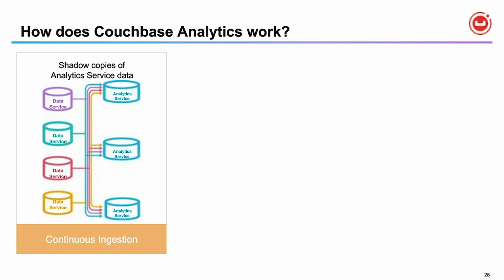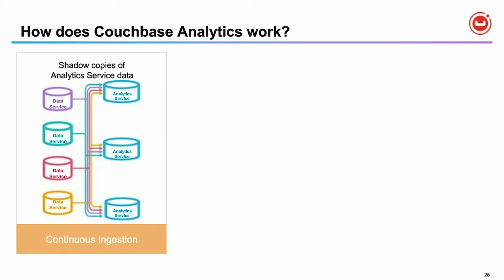What this means is any changes in the operational data, which is in the data service, are reflected in the analytics service in real time. Business users can then query the analytics data using N1QL for analytics without slowing down the operational data query. With this continuous ingestion using the database change protocol, which we call DCP, between the operational nodes and the analytical nodes, the operational and analytical queries can run concurrently without impacting one another.